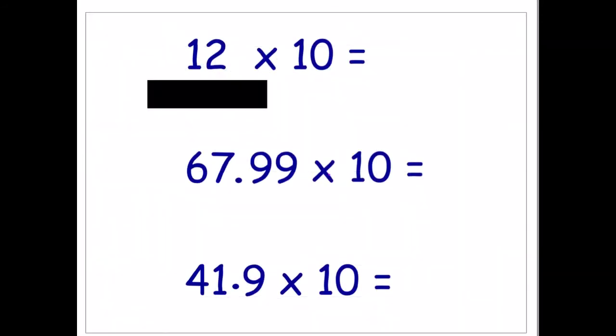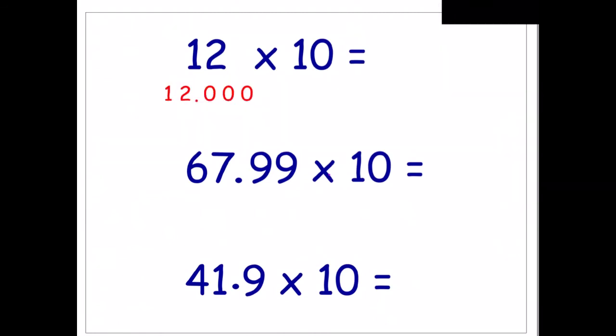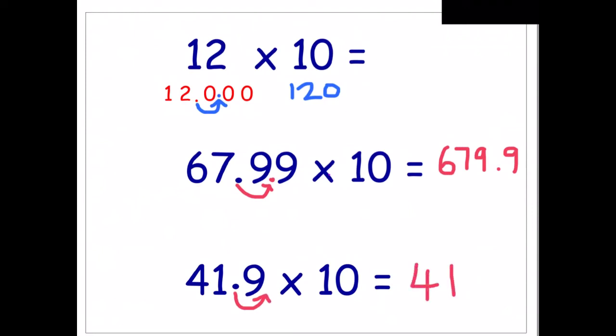Here we have a few more examples of multiplying by 10. So we have the number 12, which is just simply 12.000, and so on. Your decimal point moves to the right one place, meaning our new answer will be 120. Next one, 67.99. Again, your decimal point moves one place and it's going to the right. So it will finish between the two nines, so we end up with 679.9. And our last example, 41.9 multiplied by 10. You're moving that decimal point one place to the right, giving us an answer of 419.